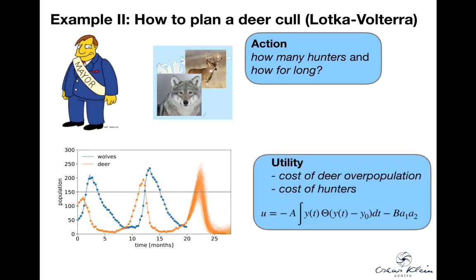The utility that we want to optimize in this case is, we want to minimize the cost induced by the deer eating the crops. And there's also the cost of paying the hunters as well.